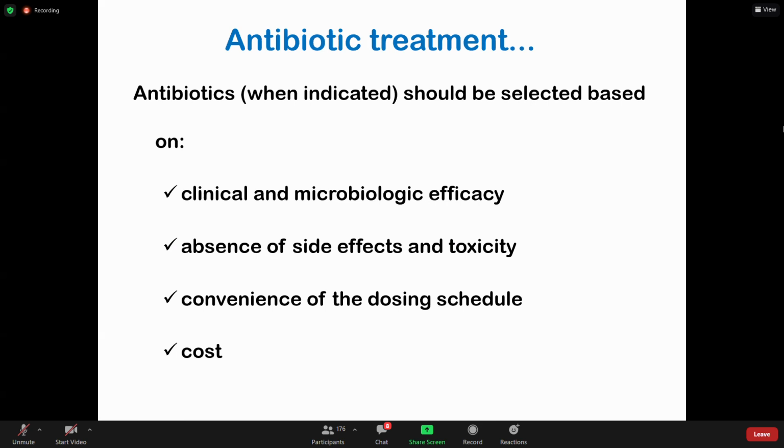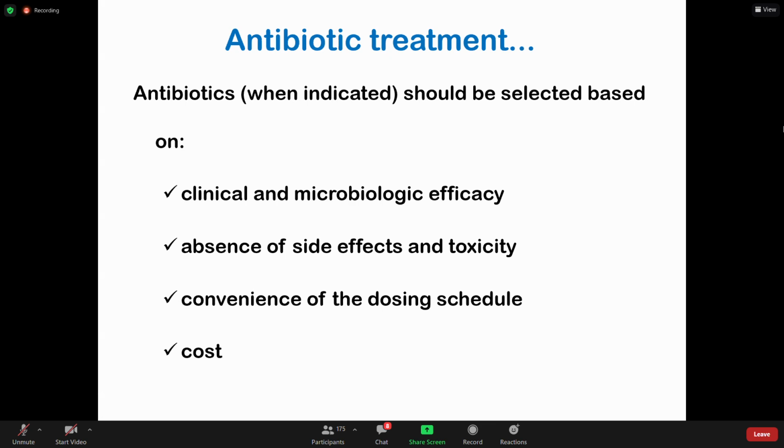Now, I'm not going to go into details as to specific antibiotic agents that you can use to treat infection, because I believe you're going to have that lecture with the pharmacology department. However, when antibiotics are indicated, there are some guidelines as to why you're going to use a particular agent. And this usually includes the clinical and microbiological efficacy of the agents you plan to use. Will the agent penetrate into the middle ear in a high enough concentration to achieve cure?